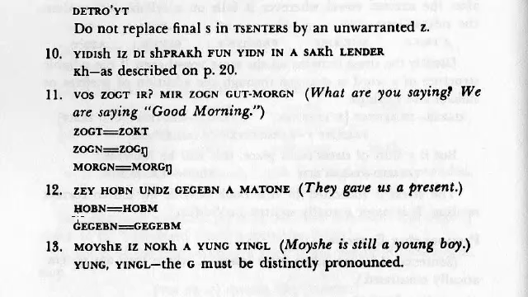Number 12. Note that haben is not pronounced haben, but haben and gegeben. So the N sound changes to the M sound. Haben gegeben. Sie haben uns gegeben a Matone. Sie haben uns gegeben a Matone. Number 13. The G sound must be distinctly pronounced. Moshe is noch a jung Jingel. Again. Moshe is noch a jung Jingel.